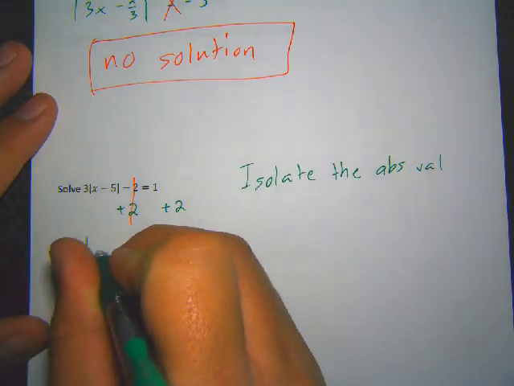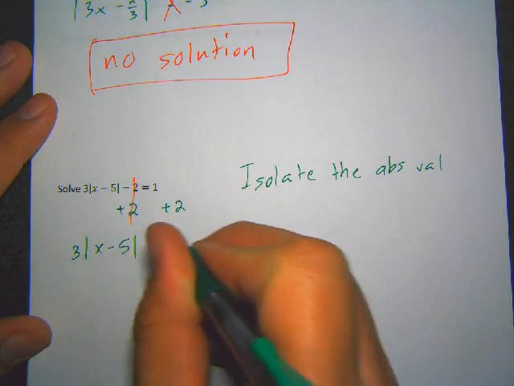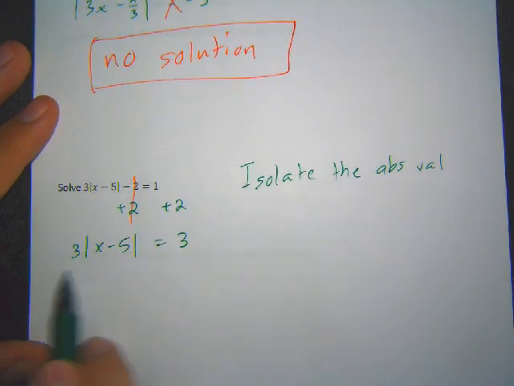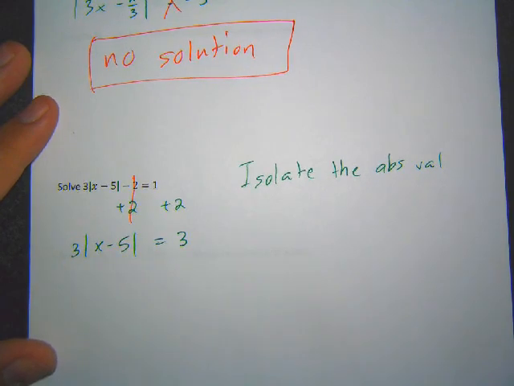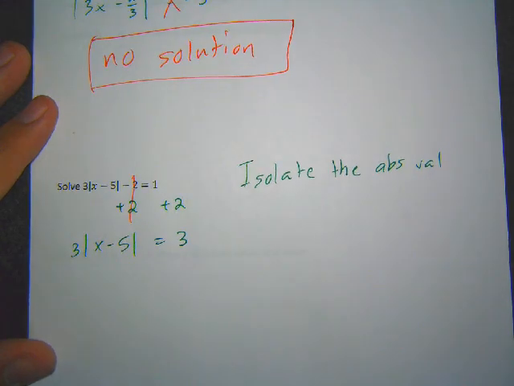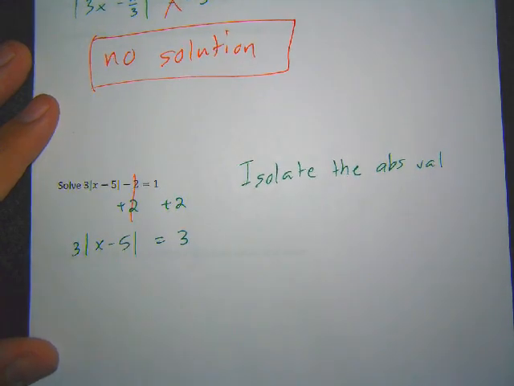I have 3 times the absolute value of x minus 5 equals 3. Now again, people get really, really tempted. They try and distribute the 3 here. You're not allowed to do that. There are so many times when it wouldn't work. So there's no rule for distributing absolute values.